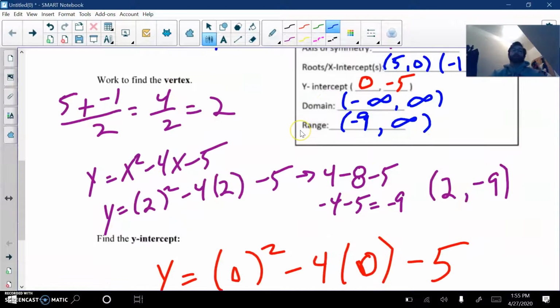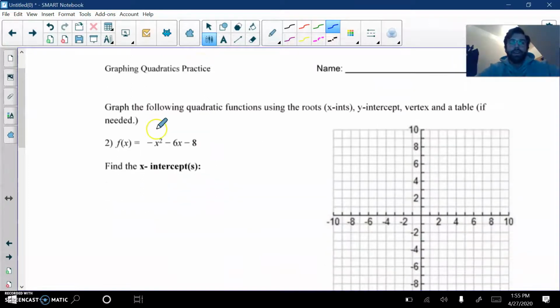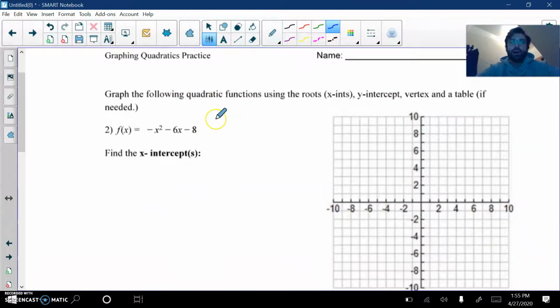Wow, that's the first problem. That was so much fun. I can't wait for number 2. Let's talk to it. Here we go. Number 2. f of x equals -x squared minus 6x minus 8. Wow, that's a lot of negatives. Don't you love negatives? I do too.